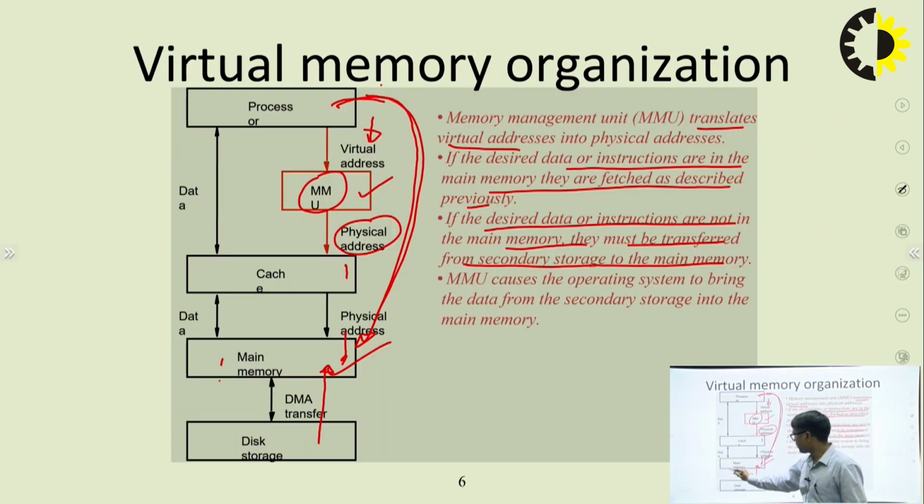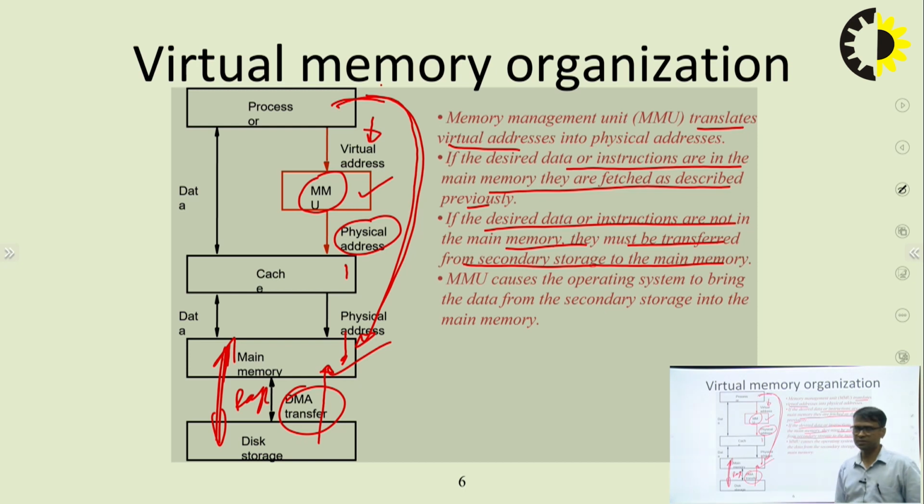So in between these, what is being transferred? The page is being transferred, and the hardware responsible for doing this is DMA transfer, which we will describe in detail in unit 5, the IO mode. Basically the disk storage is connected to the IO interface, so the data will be transferred in the form of pages through the IO interface to the main memory.